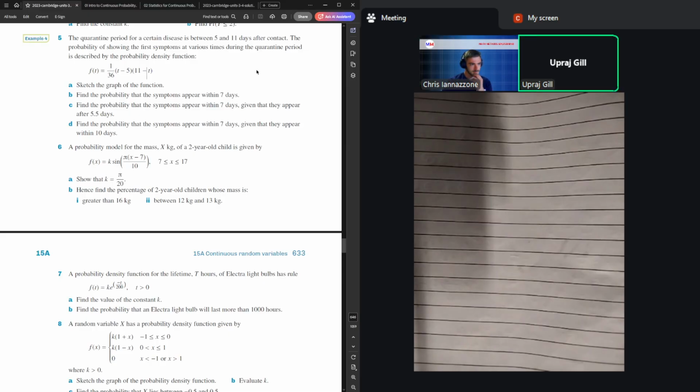Probability of showing the first symptoms at various times during the probability density function. All right. Appear within 7 days. Cool. I think I can sort of understand what trick the question tries to play. Oh yeah, it's because you've got to look at when it's above the x-axis. Yeah, when it's above the x-axis is correct.